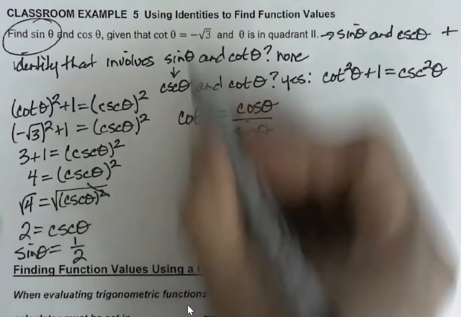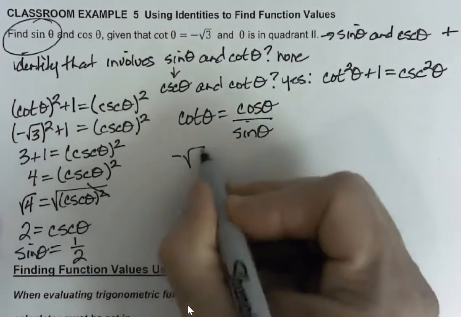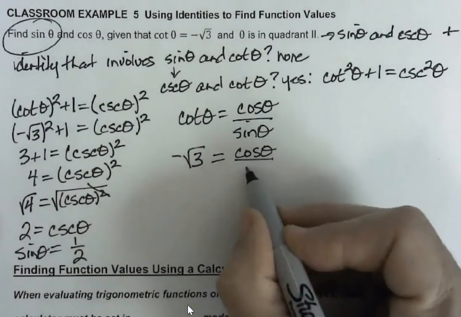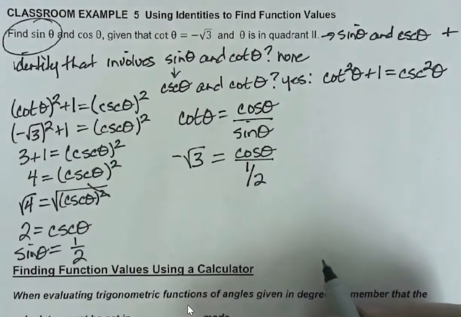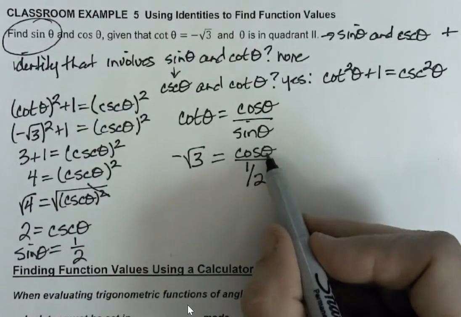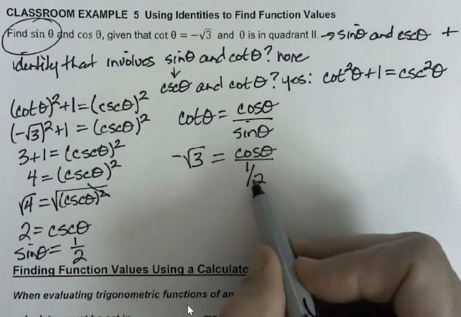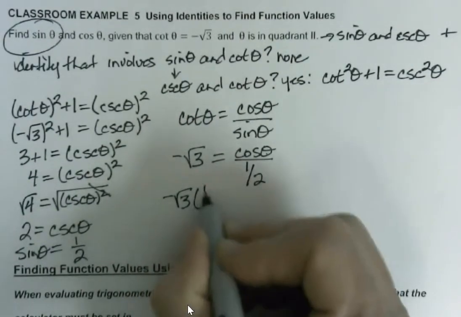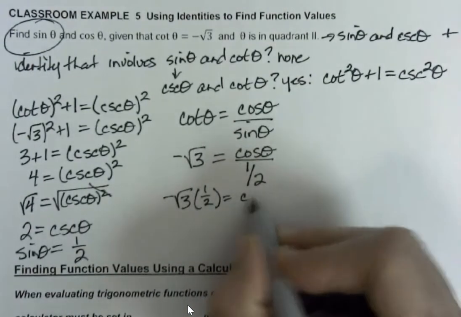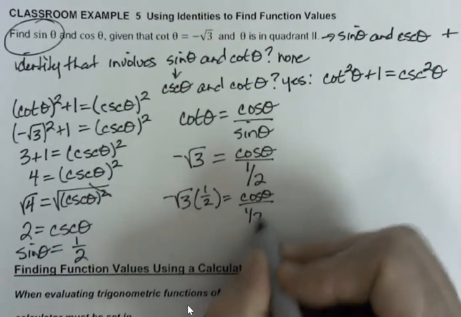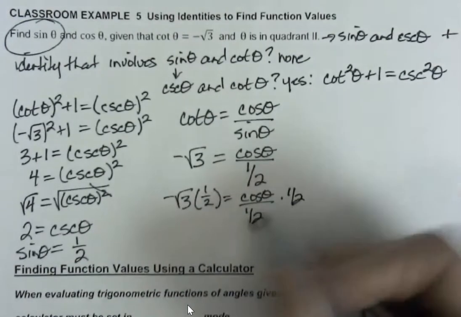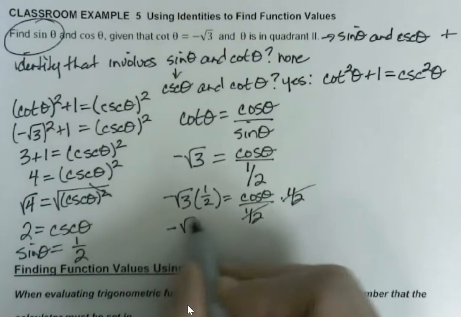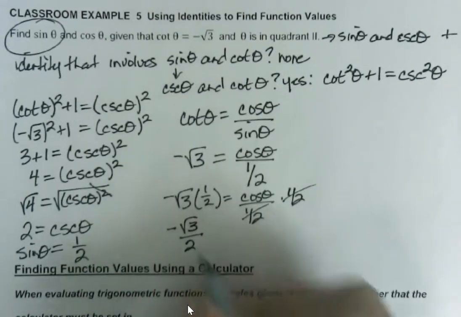We're going to substitute in the values that we do know, which are that cotangent is negative square root of 3, and sine we just found out is equal to positive 1/2. And we're going to solve this for cosine of theta. It means we want to multiply both sides by 1/2. So over here the 1/2s cancel each other out, and on this side we end up simplifying this to negative square root of 3 over 2.